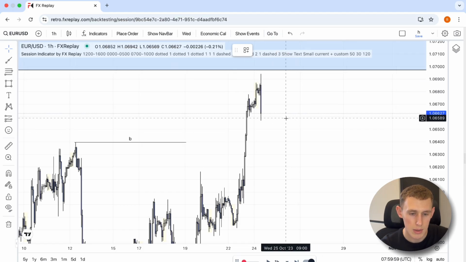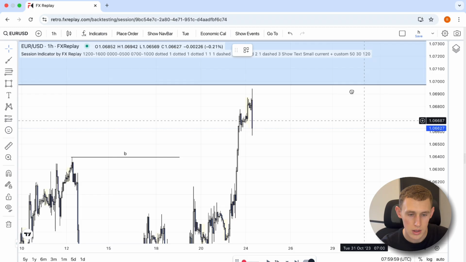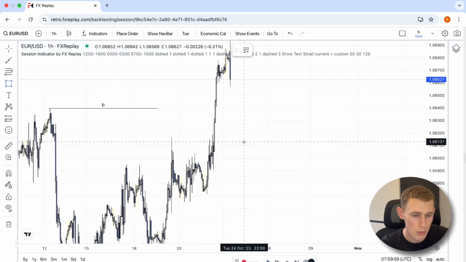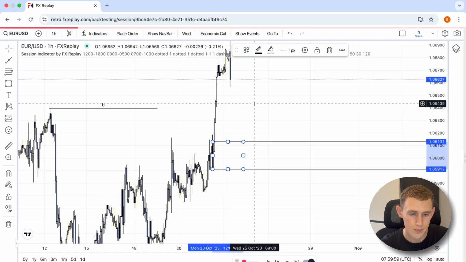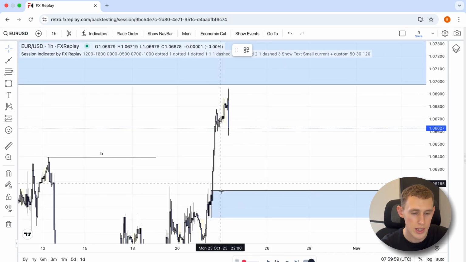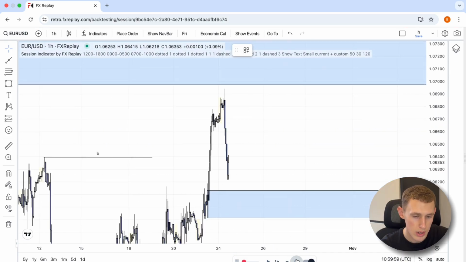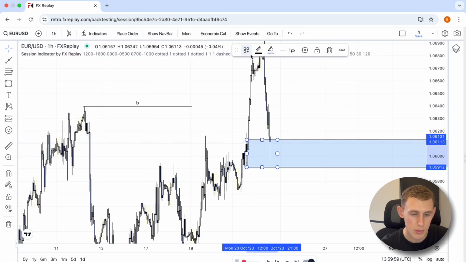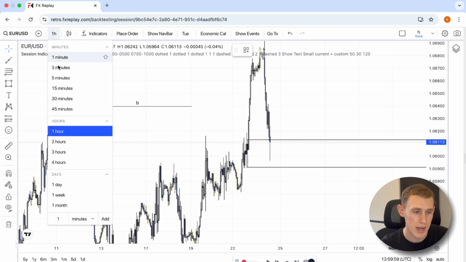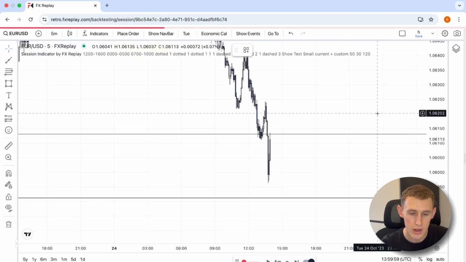I'm not seeing much at the moment. Maybe if price can come all the way back down here into the demand, that would be nice, because you've kind of created this big imbalance. Don't really want to be buying above that. And yeah, there we go. So price has pulled back, tapped into the demand. Let's see if we can get an entry here.